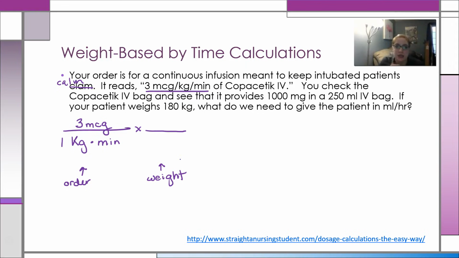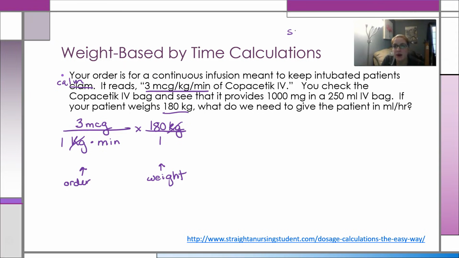Now, what's our weight here? Looks like our weight is 180 kilograms. Pretty decent weight there. Now, I should have done this before I wrote it down, but do our units cancel? Did I need to convert that kilograms to pounds? No. Since our order has kilograms in it, we can just cancel that right off the bat. We don't have to worry about that. Great, bye-bye. Now we have micrograms and minutes left.